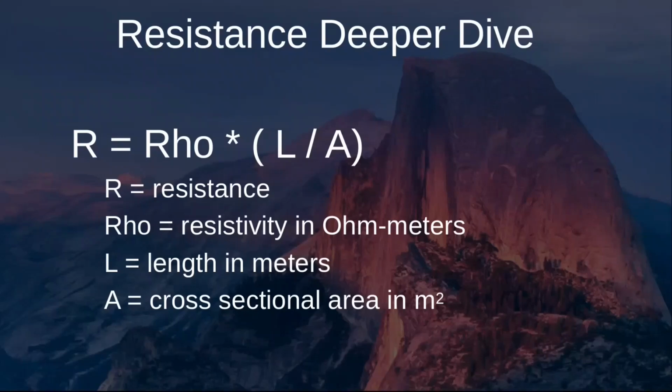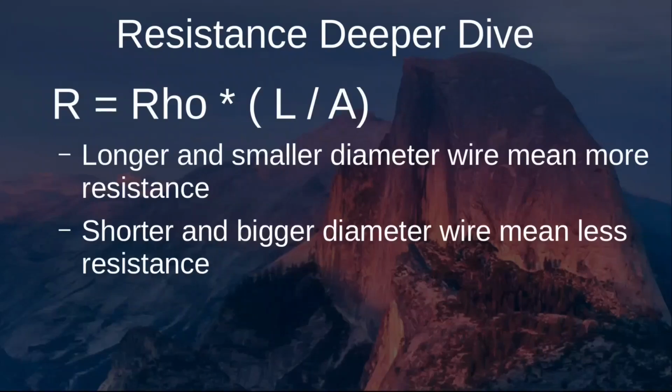So if we actually try to understand the equation a little bit better, we can see that the resistance is going to go up significantly for longer wires. And it's also going to go up significantly if the diameter of that wire is smaller. So the longer the wire, the greater the resistance. The smaller the diameter of the wire, the greater the resistance. A shorter wire will have less resistance, and the bigger diameter of wire, or the fatter the wire, means less resistance.